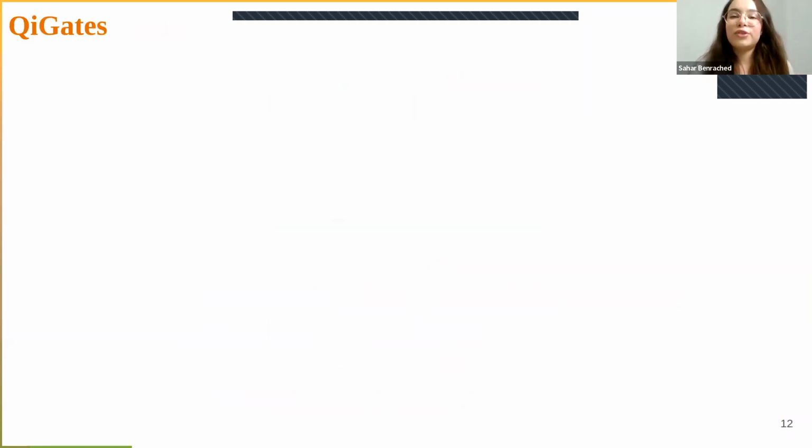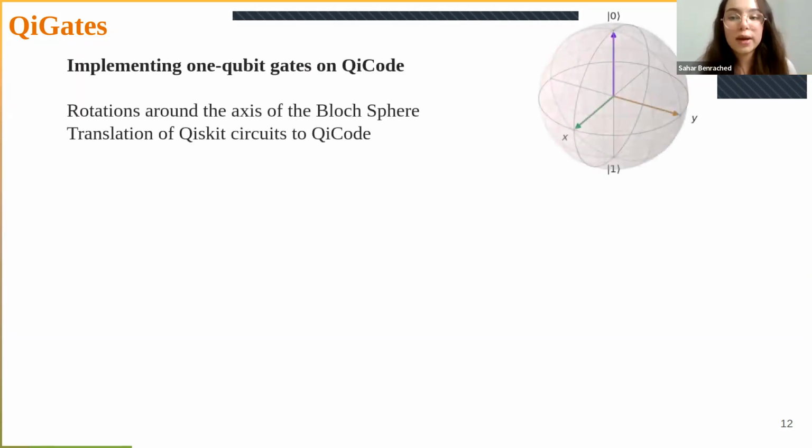So first of all, QiCode was not presenting any higher description of quantum gates at this level. So in order to make the translation from Qiskit instructions to QiCode direct, we implemented the quantum gates on QiCode, and now we can call them QI gates. And that's how we can directly go from a series of instructions written in Qiskit to an equivalent instruction sequence given in QiCode. So starting with the 1 qubit gates.